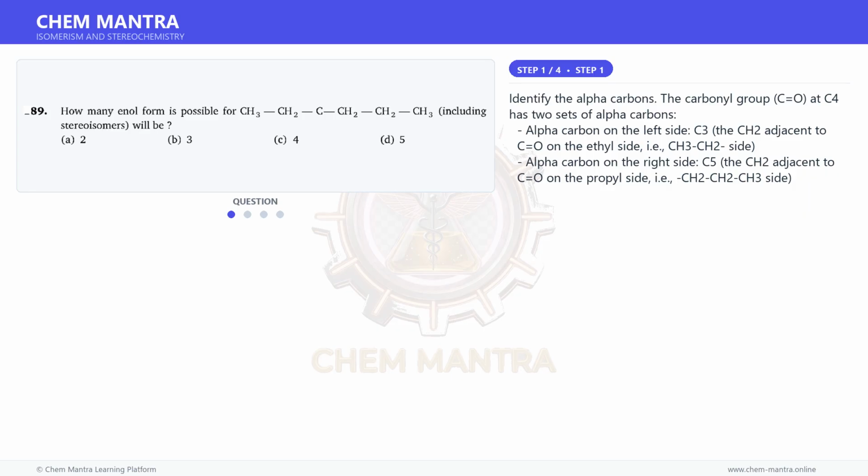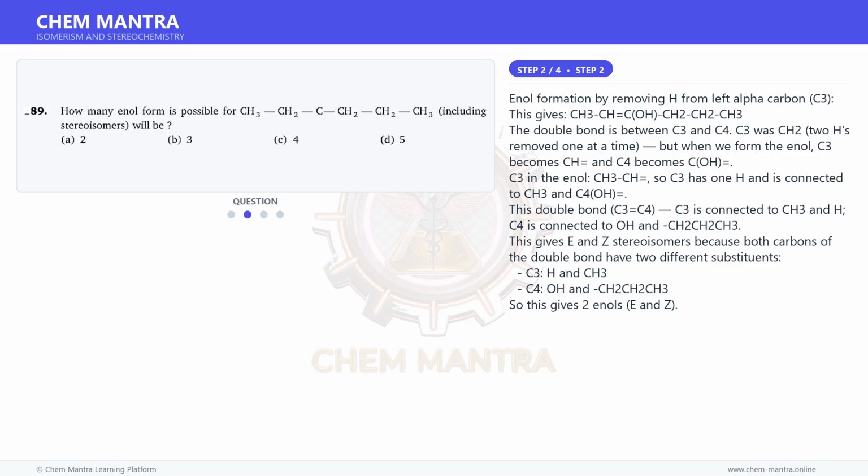Identify the alpha carbons. The carbonyl group C=O at C4 has two sets of alpha carbons. Alpha carbon on the left side, C3, the CH2 adjacent to C=O on the ethyl side, i.e. CH3-CH2 side. Alpha carbon on the right side, C5, the CH2 adjacent to C=O on the propyl side, i.e. CH2-CH2-CH3 side. Moving on to the next step.